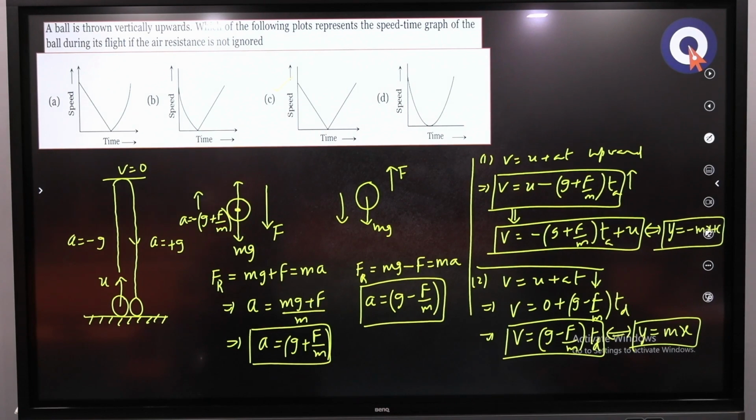Okay, is it clear or is there any doubt? Kritika always engaged. Always engaged.